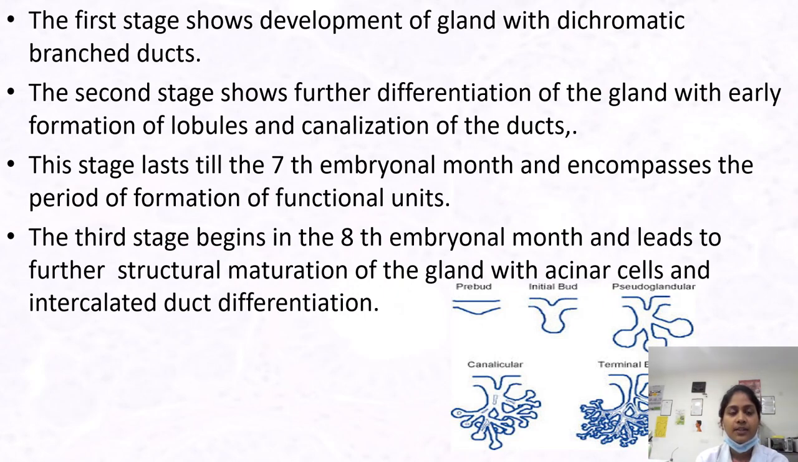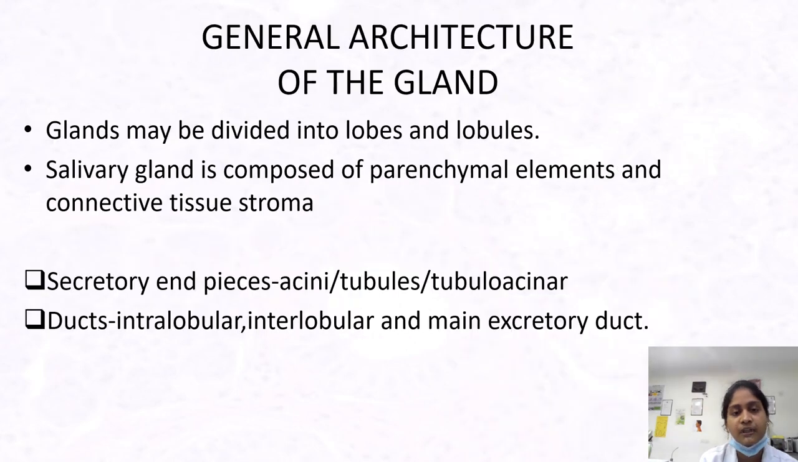The first stage shows the development of the gland with dichotomously branched ducts. The second stage shows further differentiation of the gland with early formation of lobules and canalization of ducts. This stage lasts till the 7th embryonal month and encompasses the period of formation of the functional units. The third stage begins in the 8th embryonal month and leads to further structural maturation of the gland with acinar cells and intercalated duct differentiation.